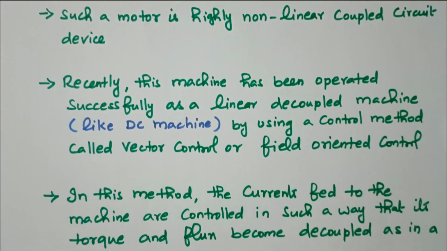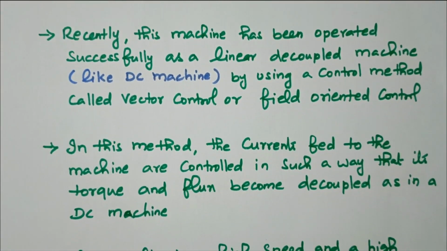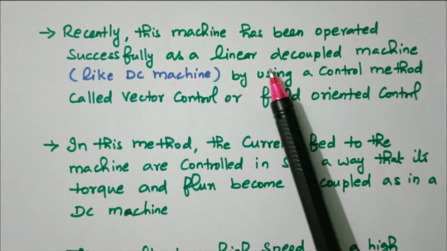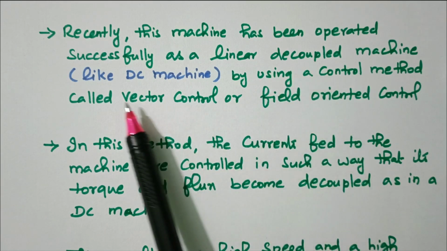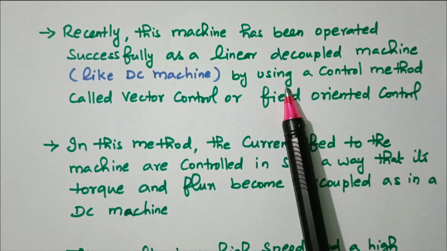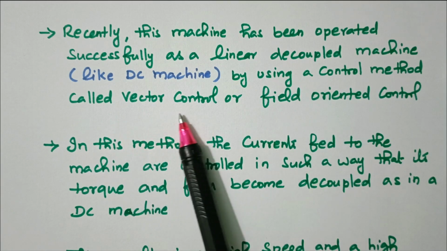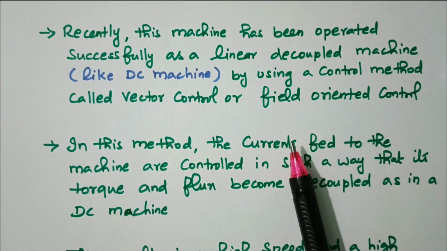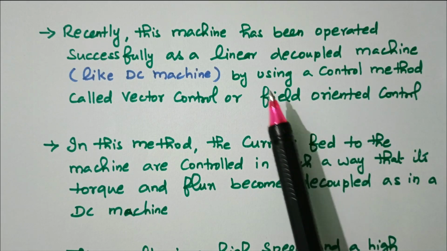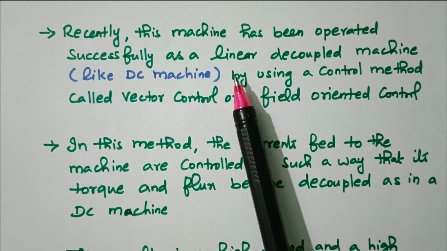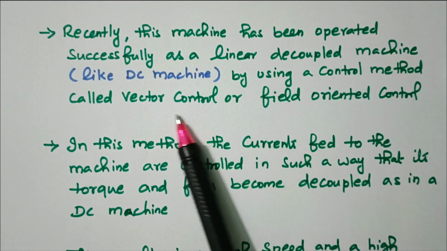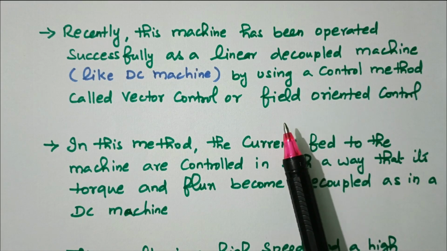Recently, this machine has been operated successfully as a linear decoupled machine like a DC machine by using a control method called vector control or field oriented control. So this is under research only, so the testing is going on. Normally it will be non-linear coupled, but it is tested as linear decoupled like a DC machine by using vector control or field oriented control.